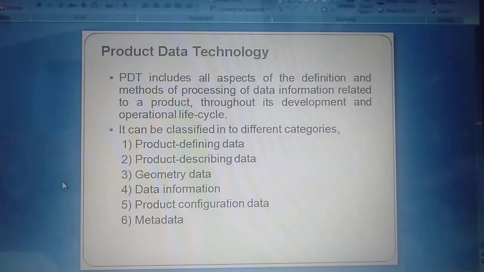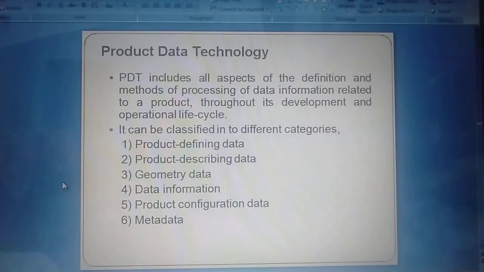The third one, geometry data, relates to the CAD model files, styling data, geometry data, exchange formats, CAD based product structures and other design based data. Then the next one, data information concerning the development process itself, includes workflow data, management of resources, data for engineering organization and others. So next, we have the product configuration data.